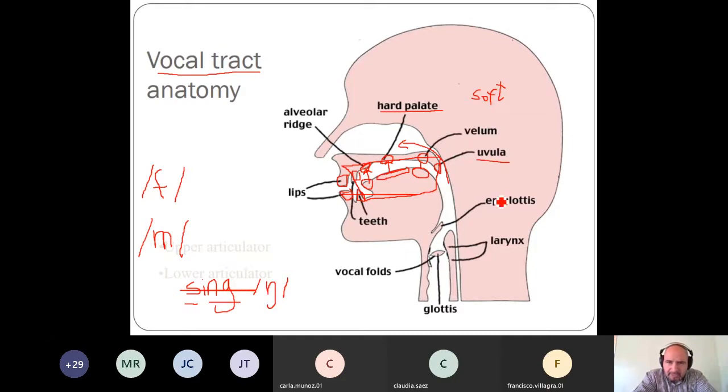Another important part of the vocal tract that we're going to be using a lot is the vocal folds, or some people call it vocal cords. Both of them are correct. We call this in Spanish cuerdas vocales, right? And vocal folds or vocal cords can vibrate or not.